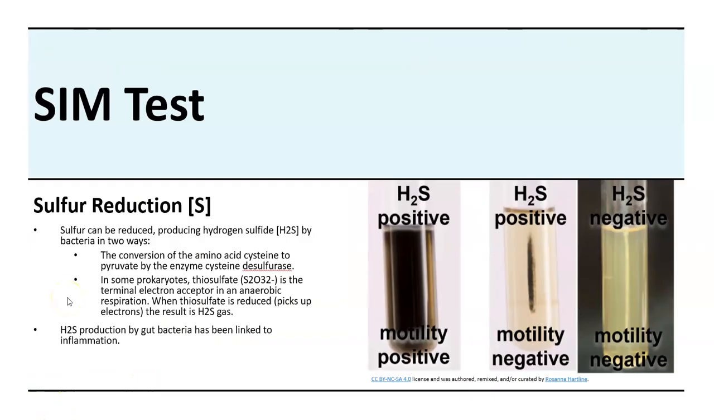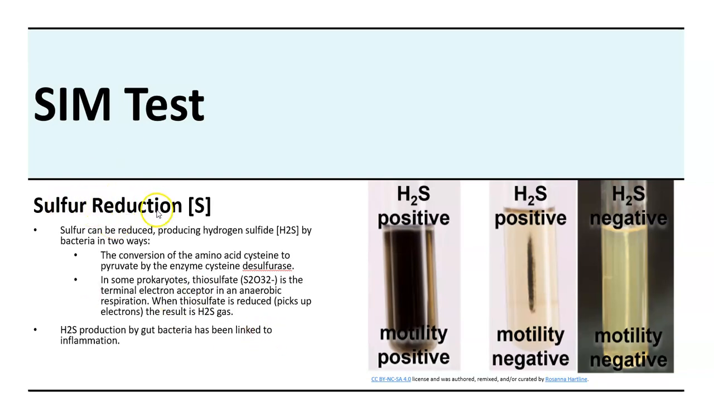Our next test is the SIM test, which is one test that looks for 3 different things among bacteria. SIM is an acronym. The S is for sulfur reduction, the I is for indole production, and the M is for motility or movement. So we're going to go over each of these.